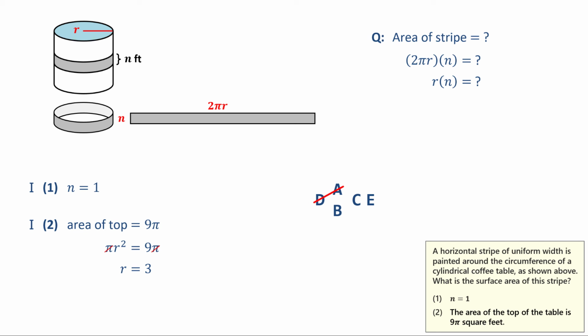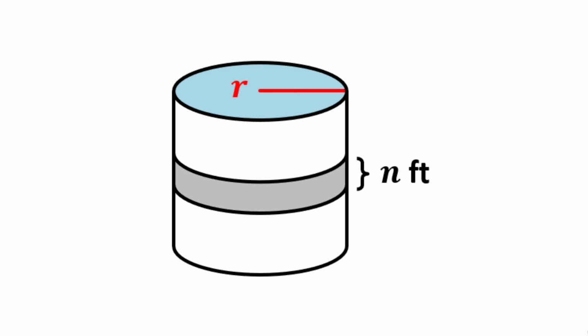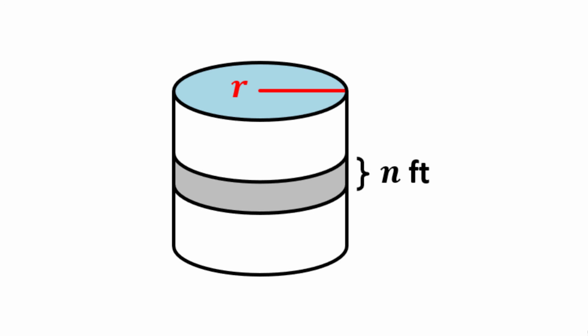Once again, we can use a visualization to check our results. Let's look at our cylinder and imagine what happens to the area of the stripe if its radius r is fixed, but its height n changes. If n increases, the stripe gets larger. If n decreases, the stripe gets smaller again. So we were right to conclude that the single variable r is insufficient to determine the area of the stripe.